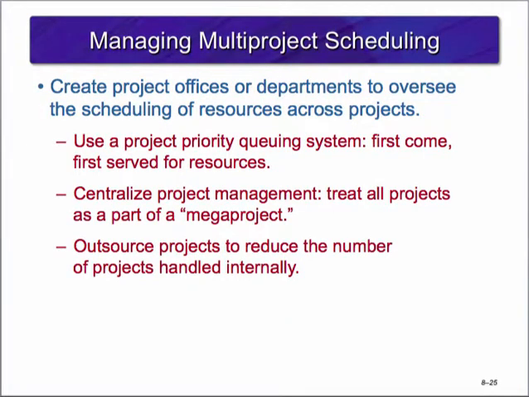There are ways to manage multi-project schedules. Many companies are creating project offices, PMOs, or specific departments to oversee resource scheduling across multiple projects. The project offices or departments can then utilize a project priority queuing system or first come first served for resources. They can centralize project management, where they treat all projects as part of a mega project. Another option is to outsource projects to reduce the number of projects handled internally.